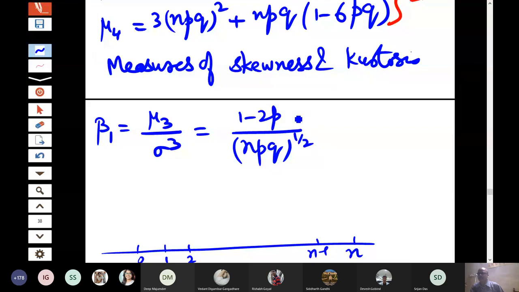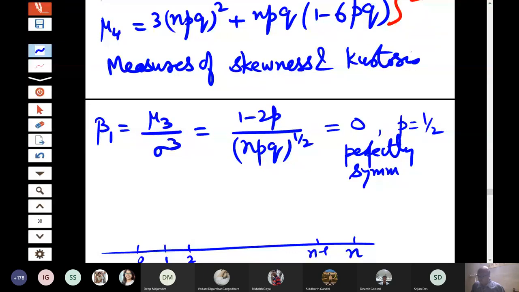It is independent of k. So the probability for X equal to k, and the probability for X equal to n minus k, is going to be the same. So for p equal to half, this is perfectly symmetric. The probabilities will increase gradually and here they will decrease. Okay, this is for p equal to half.